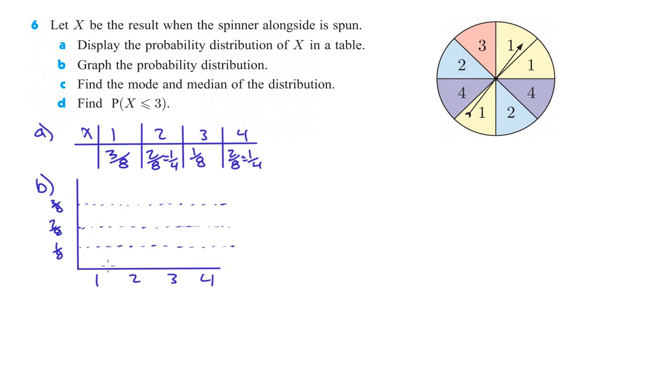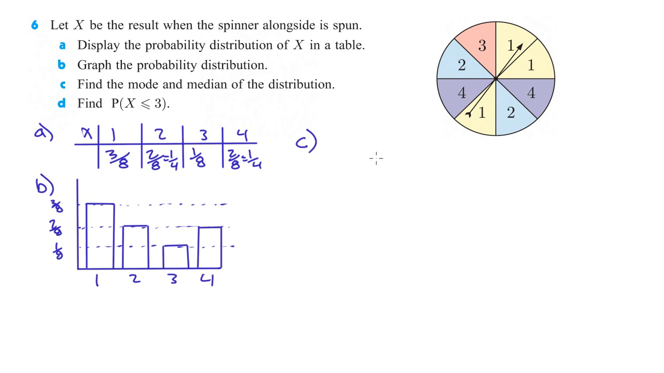Okay, so 1 goes all the way up to 3/8, so that goes like this. Something like that. 2 is 2/8, so that goes up to here. 3 is 1/8, and 4 is 2/8. So that's what our graph should look like, something like that. Okay.